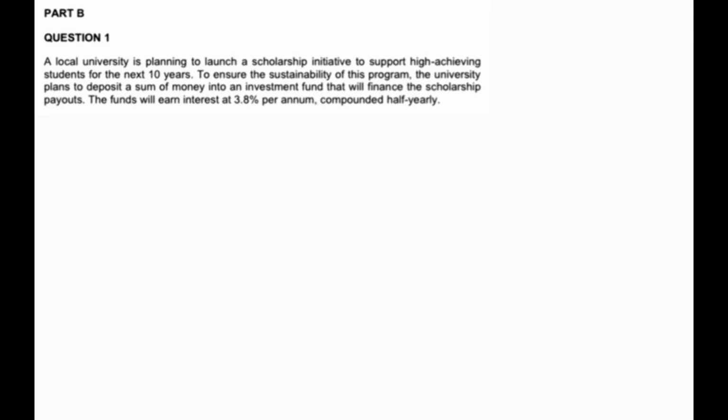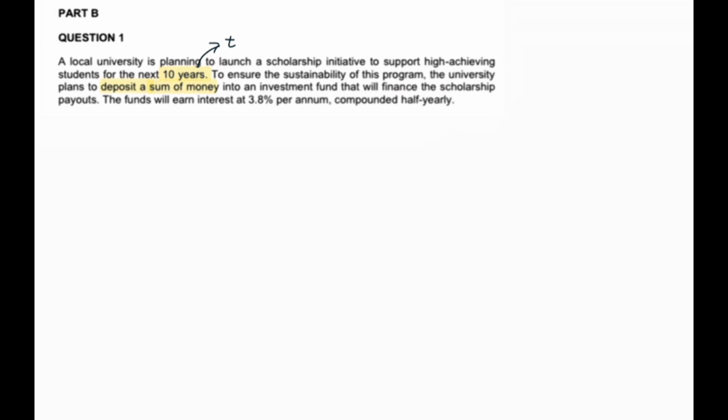B. Question 1. A local university is planning to launch a scholarship initiative to support high achieving students for the next 10 years. 10 years is T, which is the time range. To ensure the sustainability of this program, the university plans to deposit a sum of money into an investment fund that will finance the scholarship payouts. The funds will earn interest at 3.8% per annum.